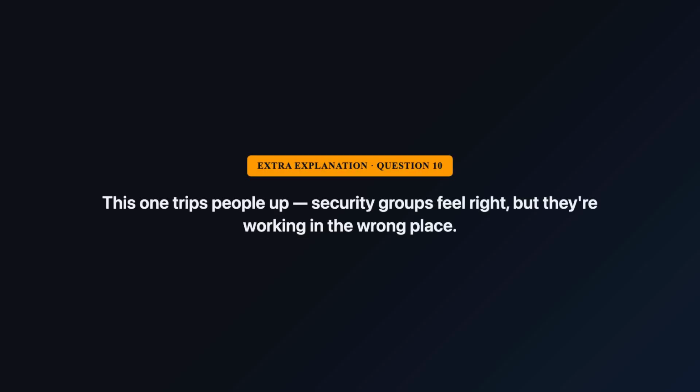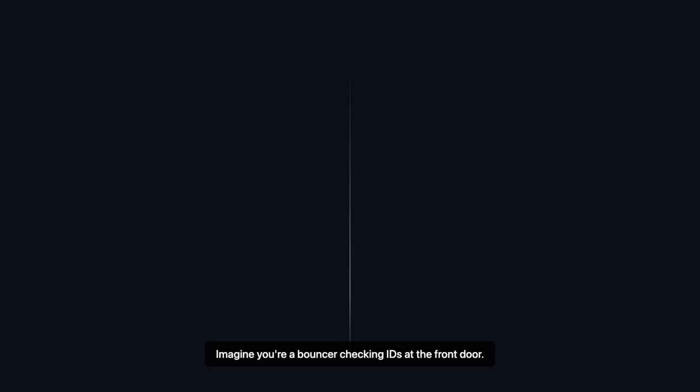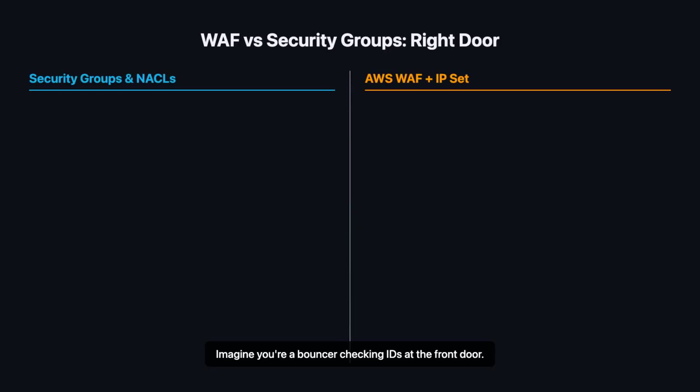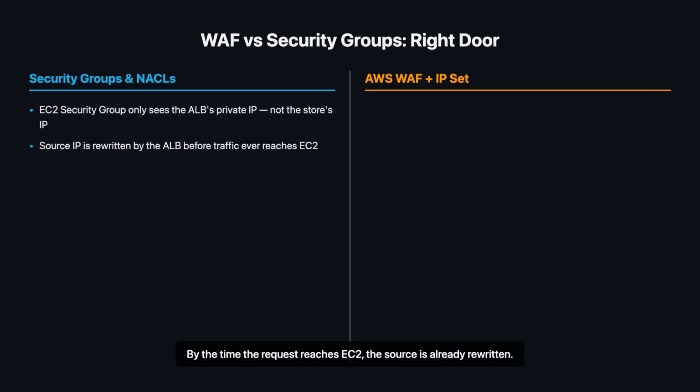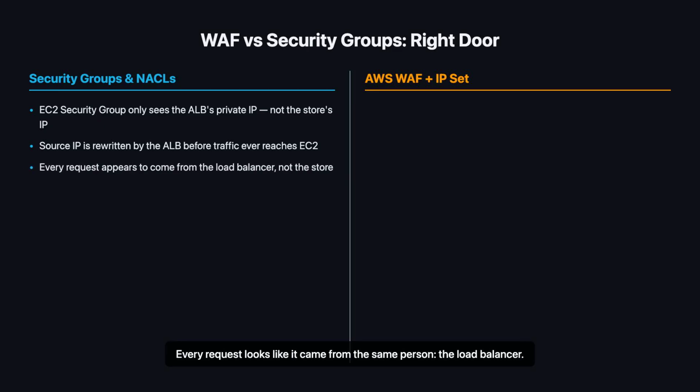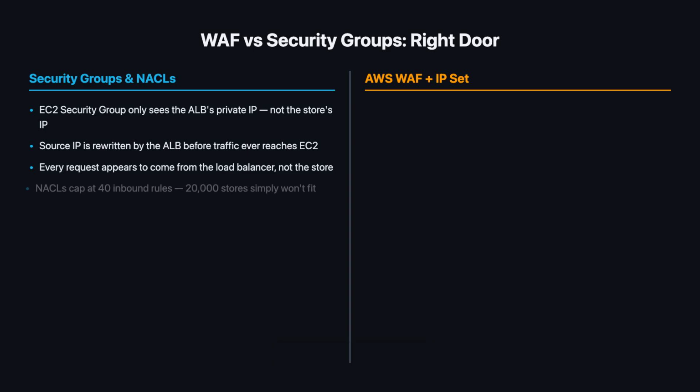This one trips people up. Security groups feel right, but they're working in the wrong place. Imagine you're a bouncer checking IDs at the front door, but someone put you in the back room, past the bar. That's option A. Security groups on EC2 only see the ALB's private IP, not the original retail store IP. By the time the request reaches EC2, the source is already rewritten. Every request looks like it came from the same person, the load balancer. Network ACLs have a different trap. They max out at 40 inbound rules.